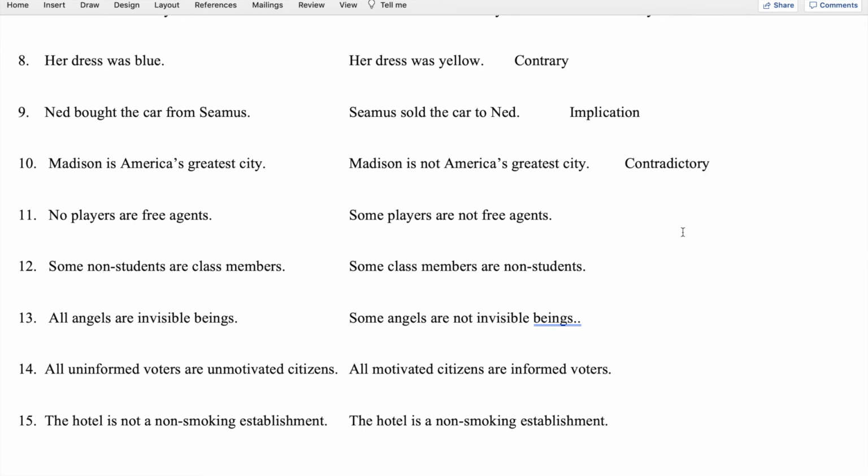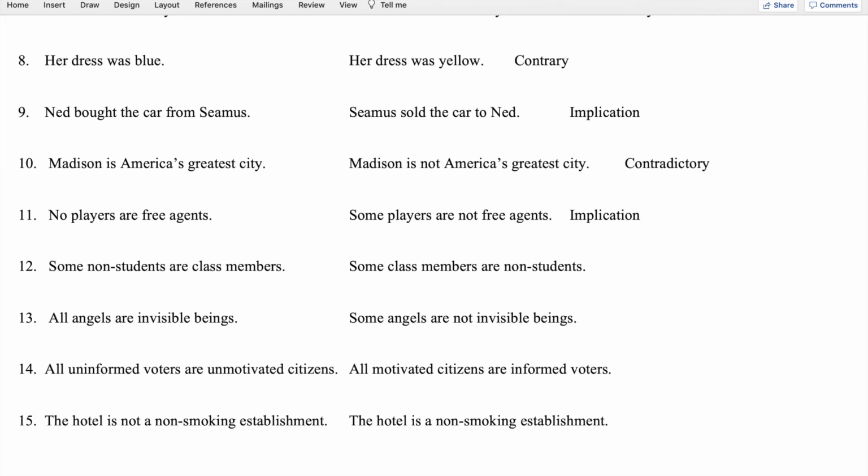Number 11, no players are free agents. Some players are not free agents. So in this case, and this may be easy, you could quickly look at the table of opposition and see you have a universal negative and a particular negative with the same subject and predicate terms. If the first statement is true, the second statement must also be true. The universal negative implies the truth of the particular negative with the same subject and predicate terms. This then is another implication.